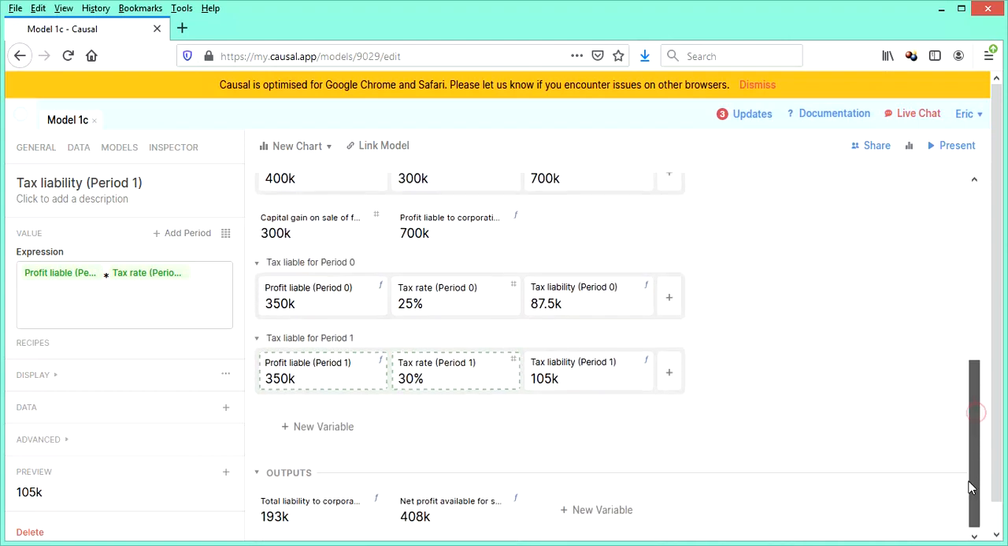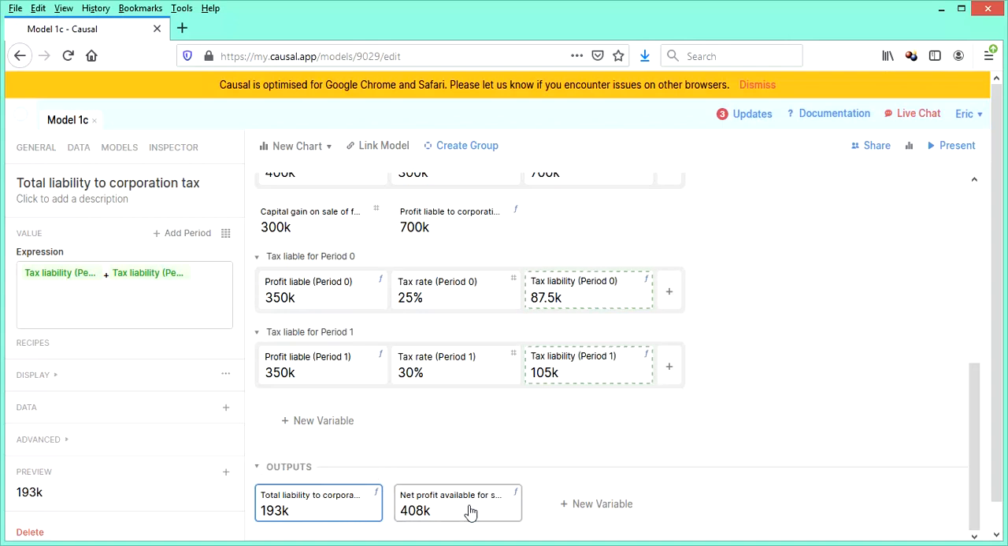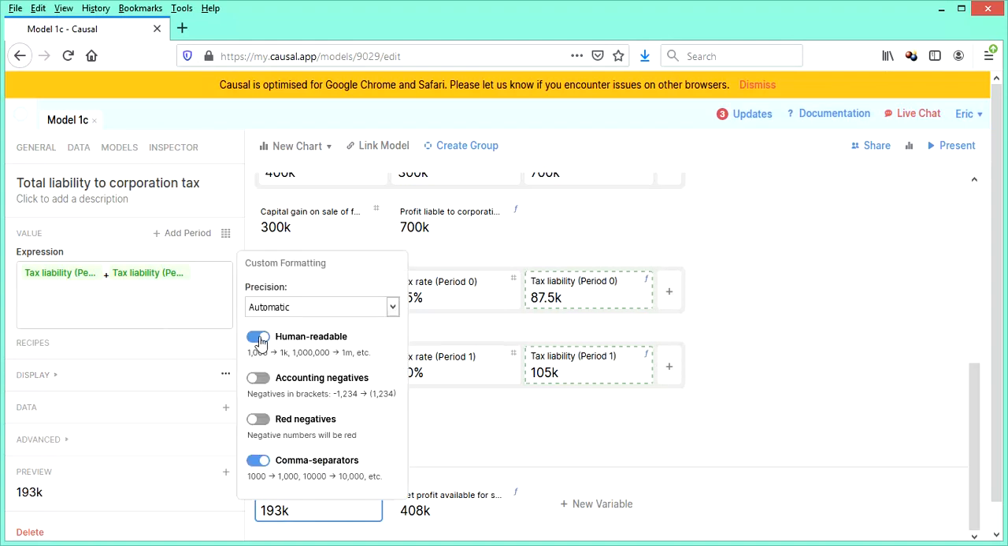So the total liability for tax will be the tax liability for period 1 plus the tax liability for period 0, which is 193,000. Actually, if we change the display, we can see the exact figure. Yes, it's 192.5k.